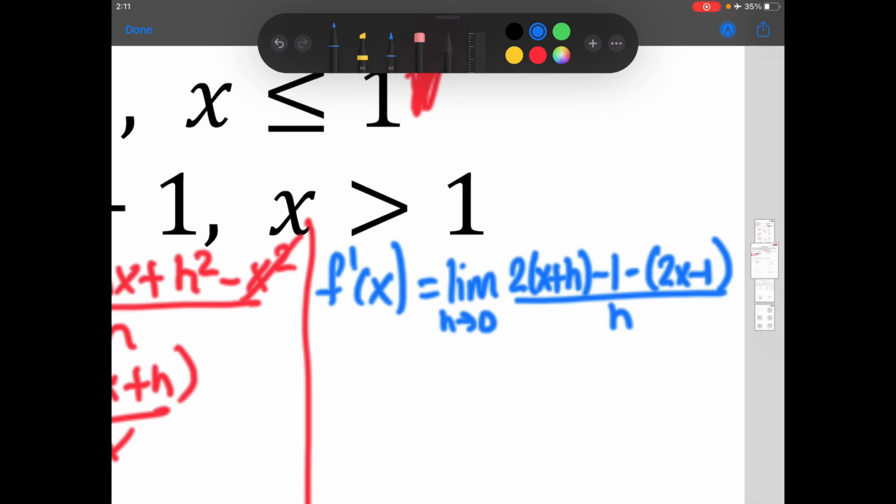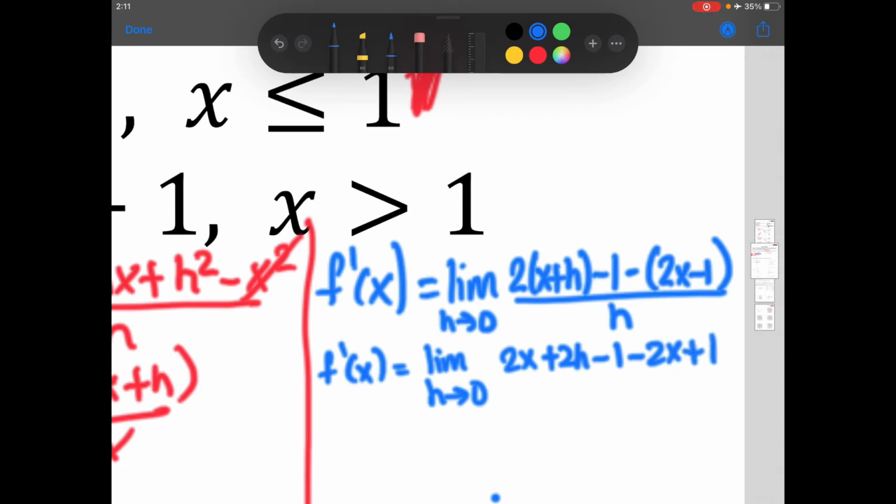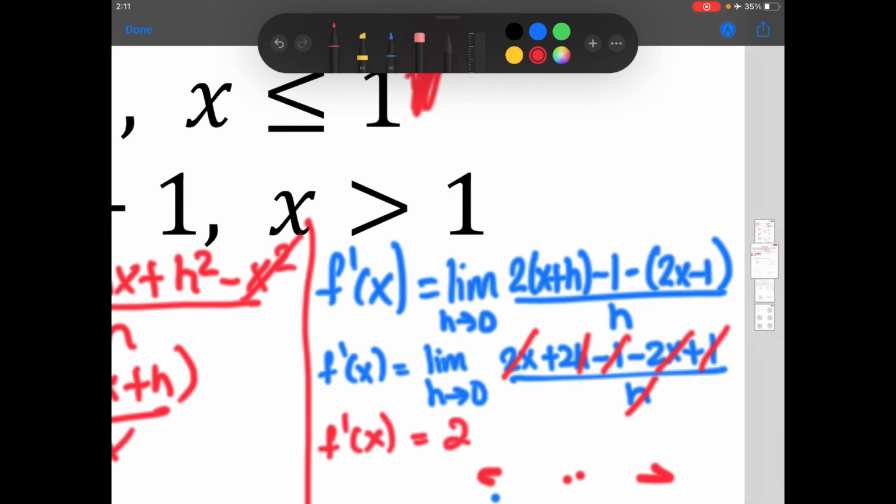So I'll distribute it and then simplify it. Limit as h approaches 0, this would be 2x plus 2h minus 1 minus 2x plus 1 over h. What happens to my x terms and my 1 term? They all cancel out. I'm left with 2 over h. The h's also cancel out, don't they? So I'm left with 2. Limit of a number is just a number. So it's 2.